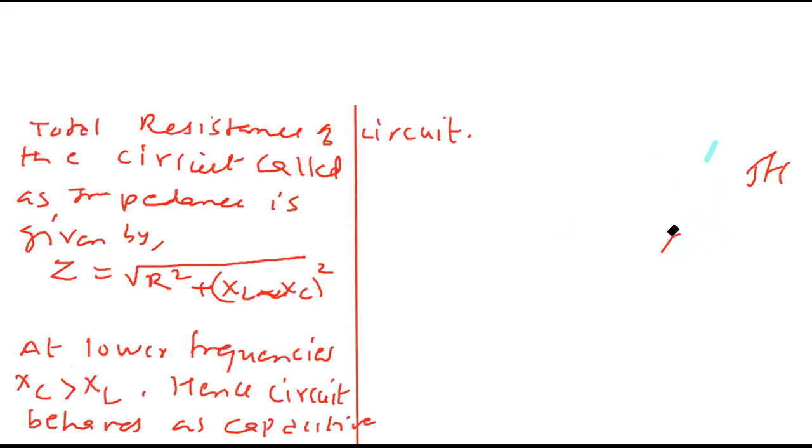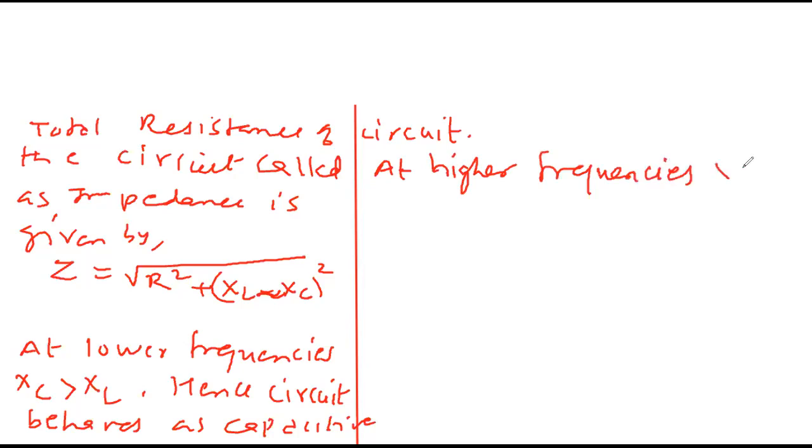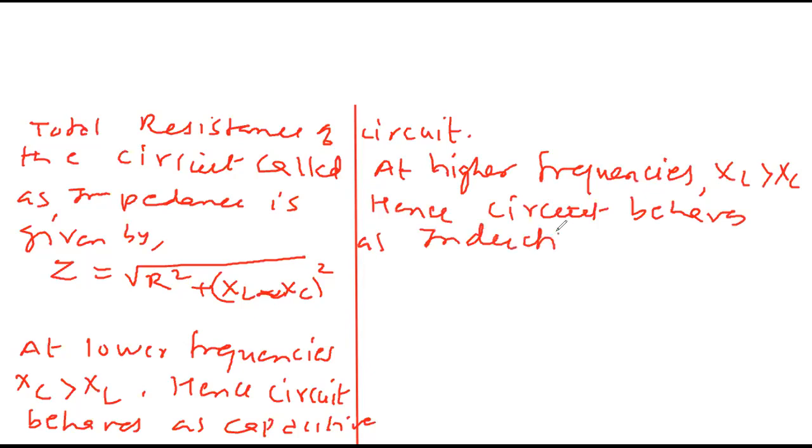At higher frequency, XC is inversely proportional to frequency, so it will become less. At higher frequencies, XL is greater than XC. So I can say hence the circuit behaves as an inductive circuit.